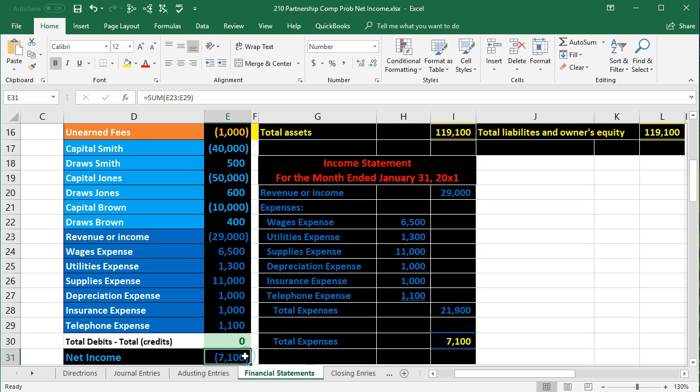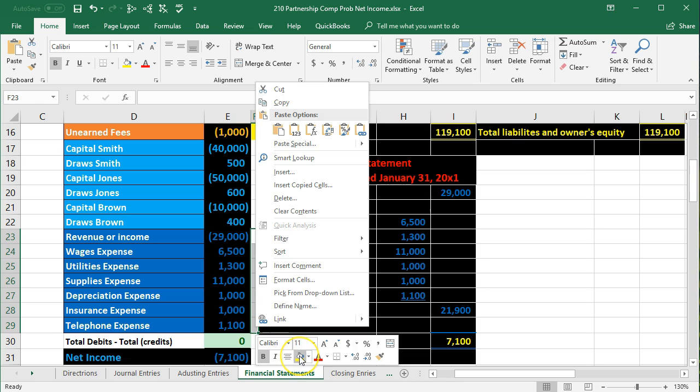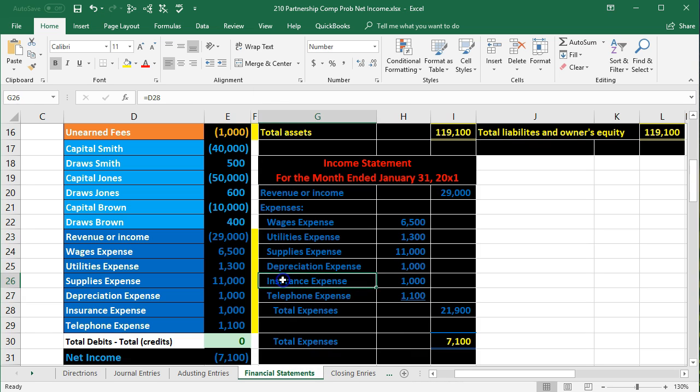7,100. We found a home for all these. We can highlight these and say, yeah, 7,100. We can highlight the expenses and say, yeah, 21,900. So that looks good. I'm going to highlight these to indicate we found a home for them and make that a little yellow box to say, okay, we found a home for all those. And we've gotten to the net income.